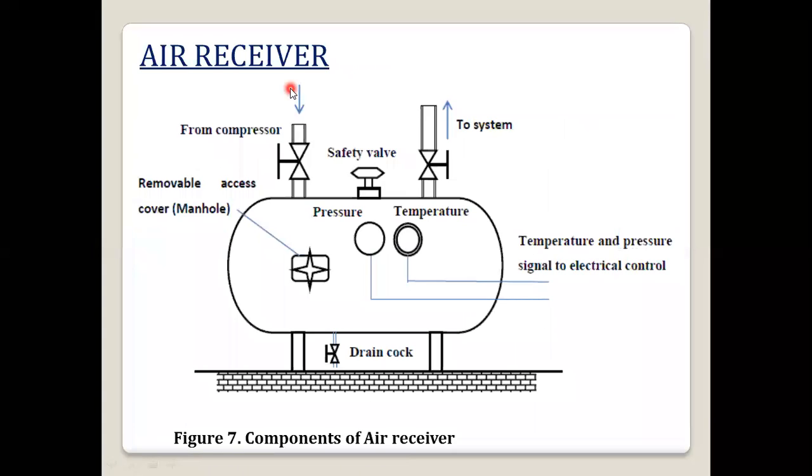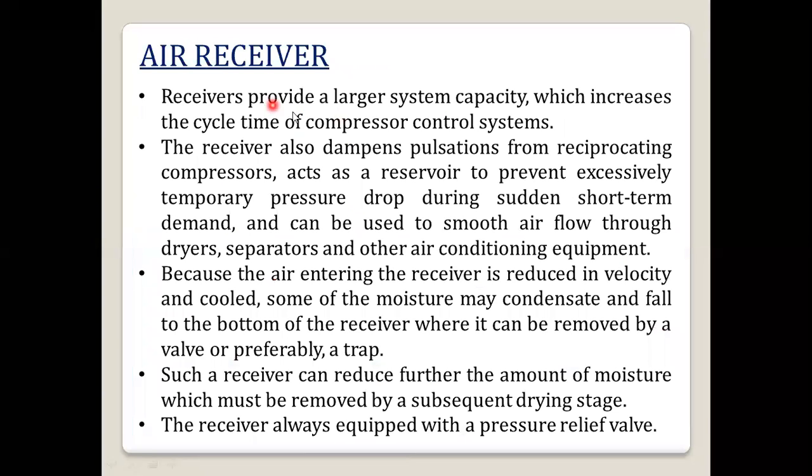Next we will see the next component, the air receiver. Air receivers provide a larger system capacity, which increases the cycle time of the compressor control system. The purpose of the air receiver is that otherwise the compressor would have to run continuously. If we use the receiver, we can store the compressed air, and the cycle time of the compressor will be increased.